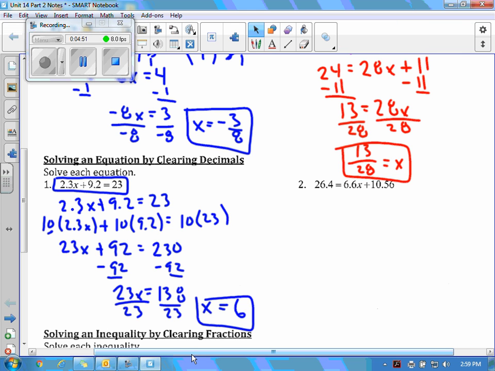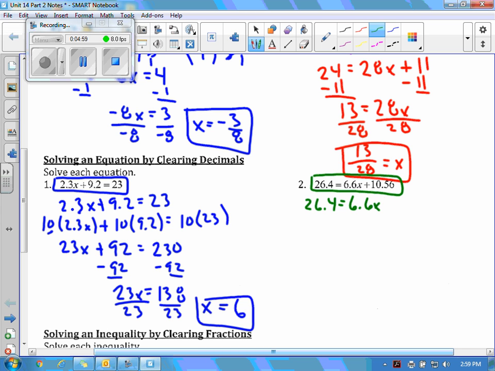If you look at number 2, again, I'm going to start by boxing and rewriting. So I have 26.4 equals 6.6x plus 10.56.